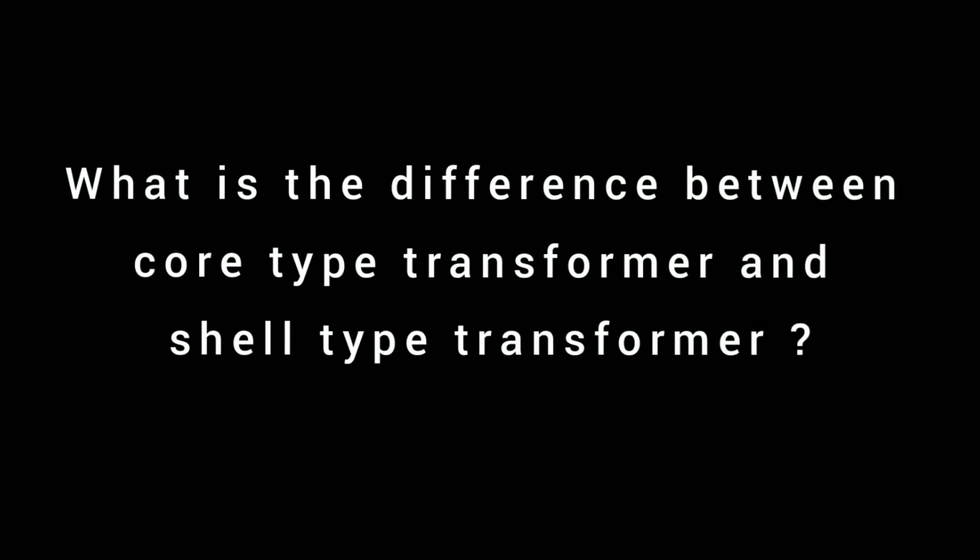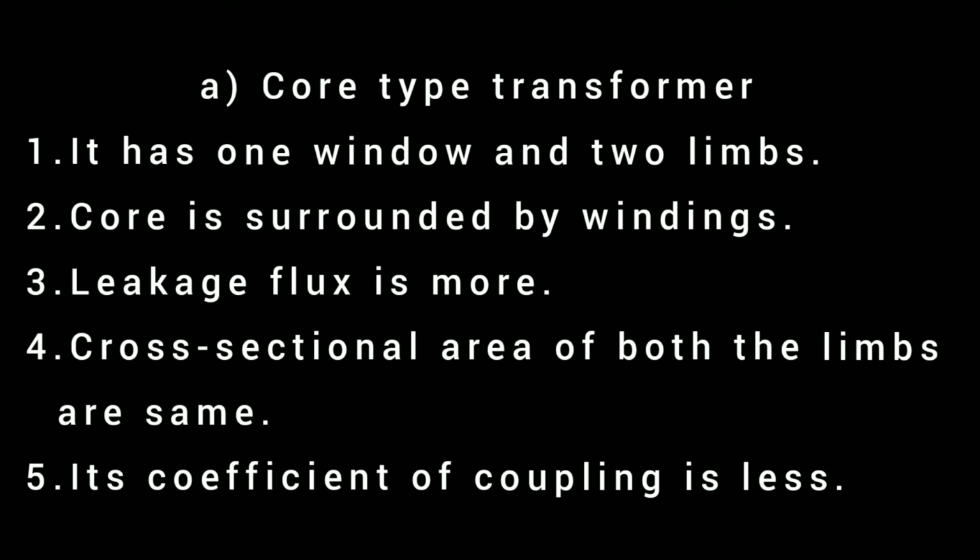Based on the magnetic circuits, transformer core can be classified into core type and shell type. Then let's discuss the difference between core type and shell type. Core type transformer: it has one window and two limbs. While I am explaining the features of both, you have to picturize it in your minds. Okay, let's continue. It has one window and two limbs, that is, the method of construction involves a series magnetic circuit. Second, the core is surrounded by windings, that is, half of the primary winding and half of the secondary winding are placed around each limb.